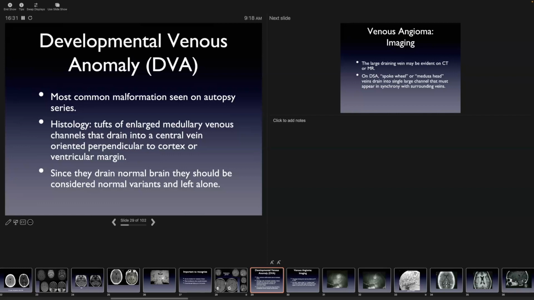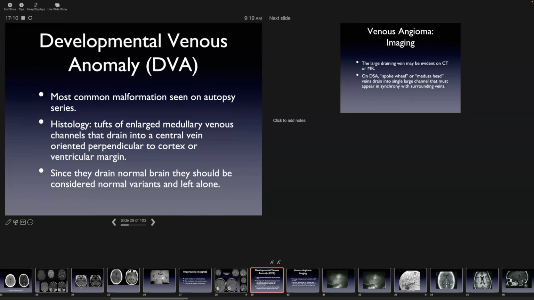So let's move on to the next category, developmental venous anomaly. These are often called venous angiomas. Again, different terminology is used for them, but in the end, these are enlarged medullary venous channels that tend to drain to a central vein that is oriented perpendicular to the cortex or ventricular margin. And for those of you with some classic education, remember the caput medusae, the Medusa head. Oftentimes these small veins that all congregate in a single vein, people feel resemble the head of Medusa. And because they drain normal brain, these should be considered normal variants and left alone.